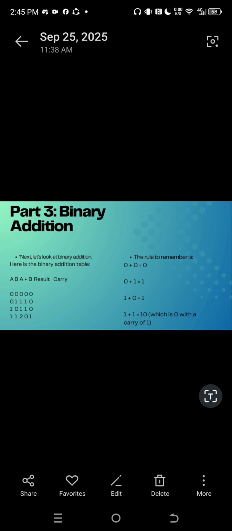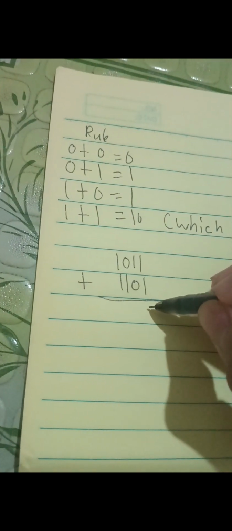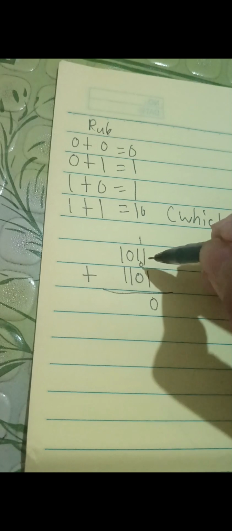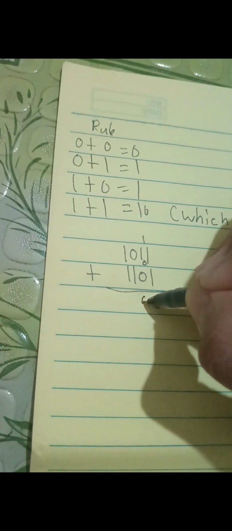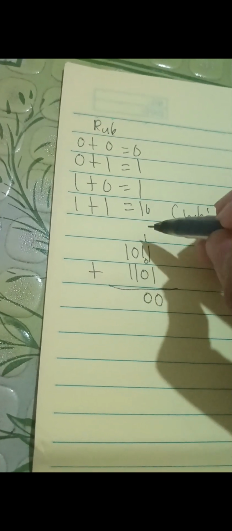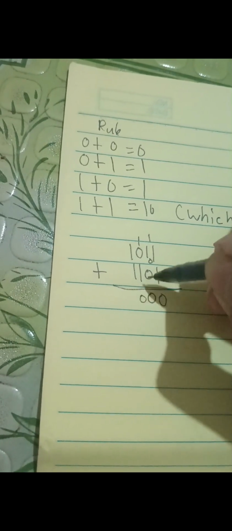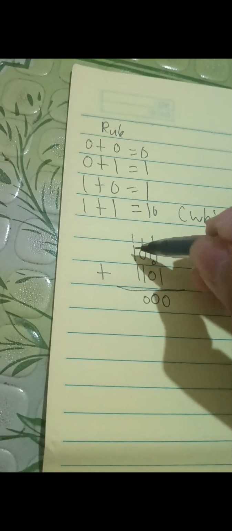Now let's do an example. 1 plus 1 is 0 with carry 1. Then 0 plus 0 equals 0, and then carry 1 in here. 1 plus 1 is 0, carry 1. 1 plus 1, carry, this will become 0, and then carry 1 here, and then 0 plus 1 equals 1, and then bring down 1, and that's it.